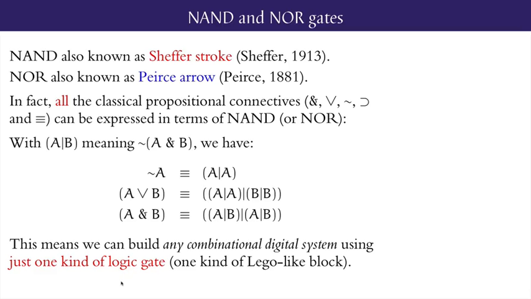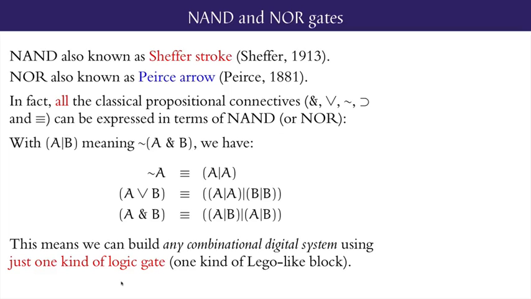The NAND and NOR gates are quite well known in logic under different names. The Sheffer stroke for NAND, dating from 1913, and the older Peirce arrow for NOR, going back to 1881. As a logic connective, each has the property that all of the classical propositional connectives, and, or, not, implies, and if and only if, can be rewritten with a logically equivalent formula containing only NANDs, or only NORs.